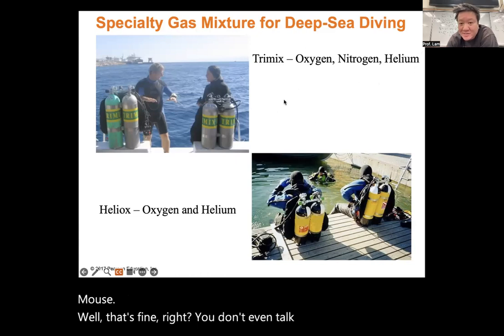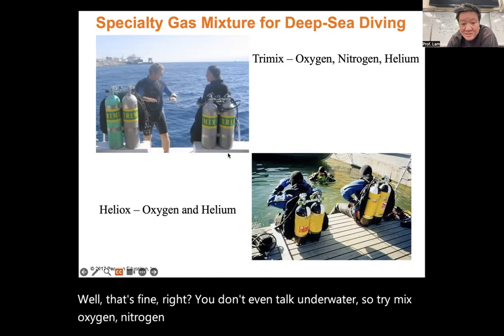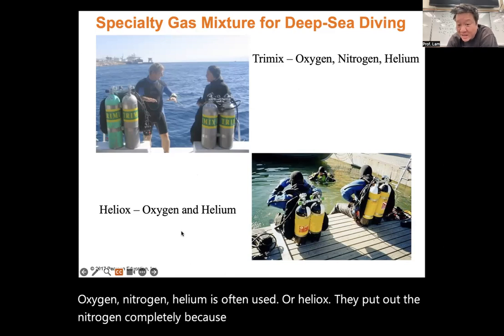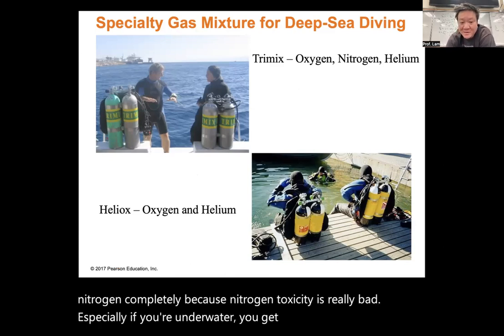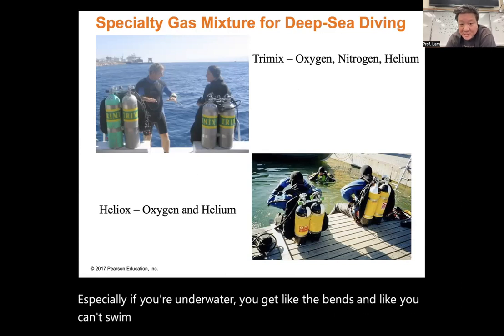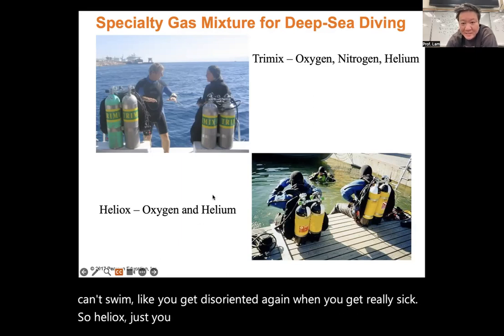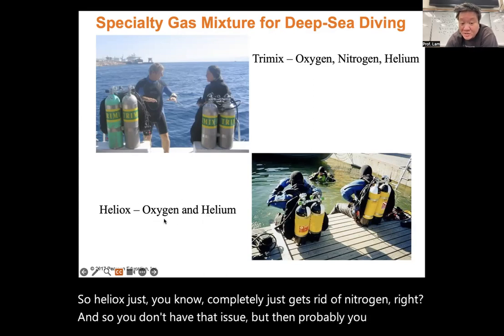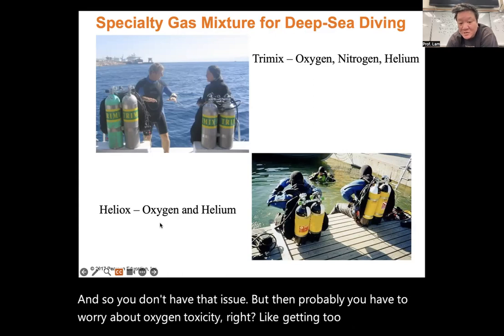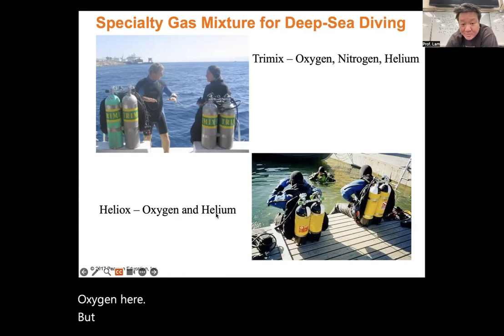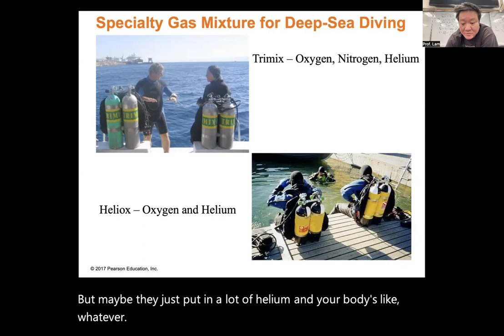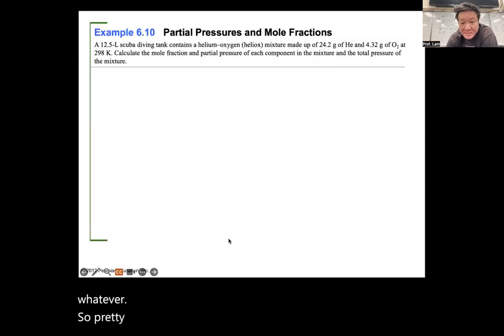So trimix, oxygen, nitrogen, helium, is often used, or heliox. They take out the nitrogen completely because nitrogen toxicity is really bad, especially underwater. You get the bends, you can't swim, you get disoriented again, you get really sick. So heliox completely gets rid of nitrogen, and you don't have that issue. But then probably you have to worry about oxygen toxicity, like getting too much oxygen here. But maybe they just put in a lot of helium and your body's like, whatever, helium. So it's pretty cool to think about these gas mixtures, right?